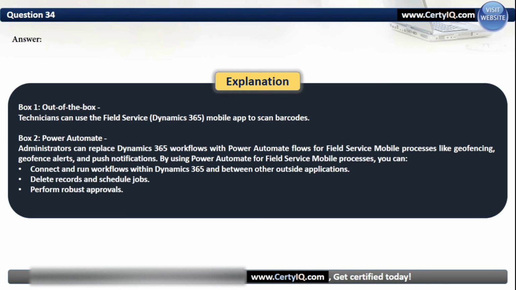About box 1, technicians can use the Field Service mobile app to scan barcodes. About box 2, administrators can replace Dynamics 365 workflows with Power Automate flows for field service mobile processes like geofencing, geofence alerts, and push notifications. By using Power Automate for field service mobile processes, you can connect and run workflows within Dynamics 365 and between other outside applications, delete records and schedule jobs, perform robust approvals.